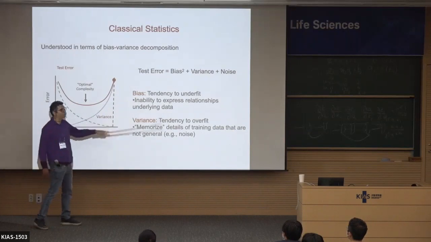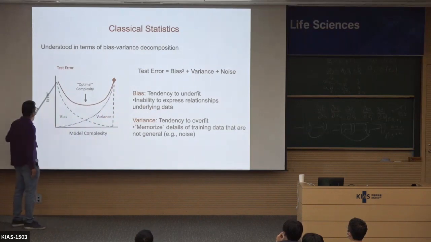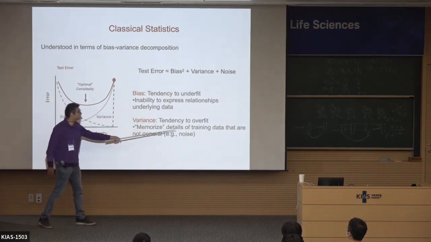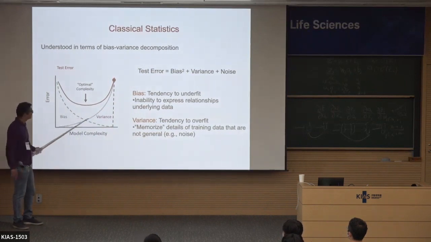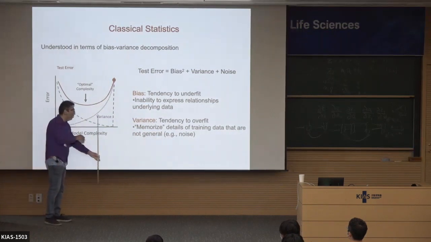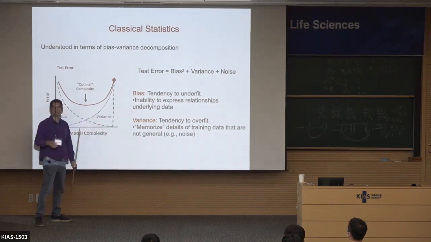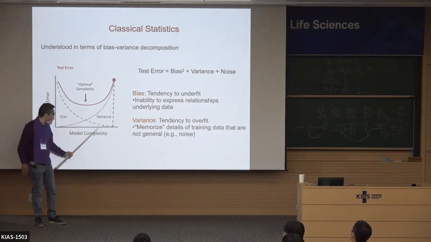And the bias is the tendency to underfit, right? It's the inability to express relationships underlying the data. And so the bias in this regime basically goes monotonically decreasing with model complexity. All right. The variance is the tendency to overfit, memorize details of the training data that are not general. For example, noise. And the variance tends to go up because as I make the model more and more complicated, I need more and more data to train it. And so here I've made the model too complicated for the amount of training data I have. So I'm fitting all these fluctuations from sampling. Everyone okay with what's going on? This is bias and this is variance.